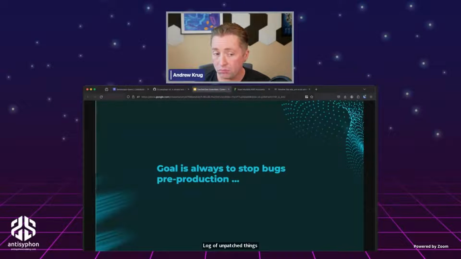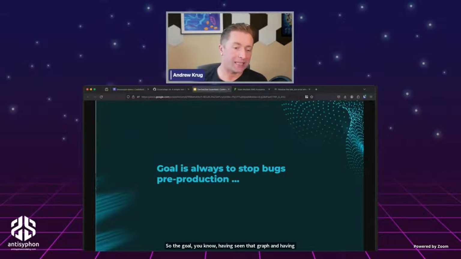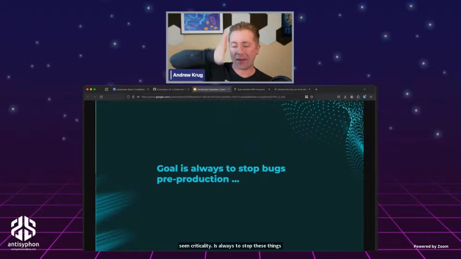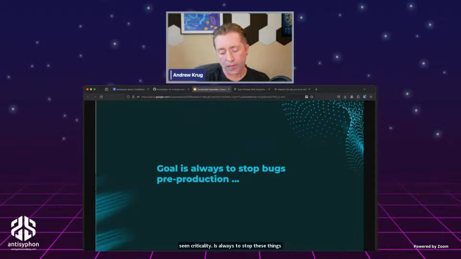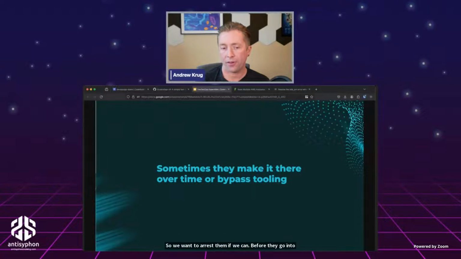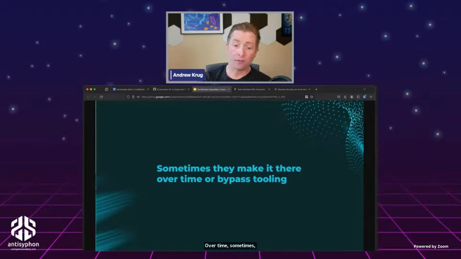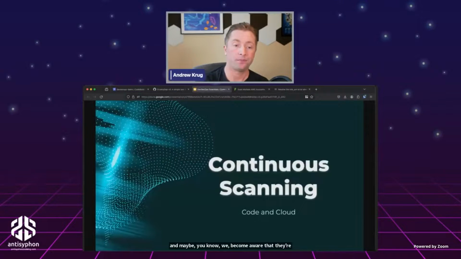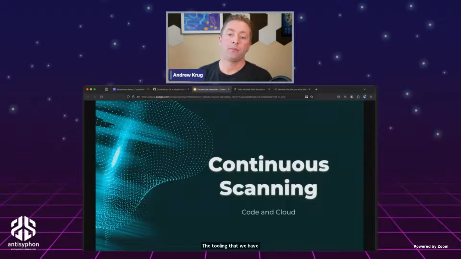Having seen that graph and having seen criticality, the goal is always to stop these things pre-production. We want to arrest them before they go into the environment, but that's not always the case. Sometimes they do make it there over time. Sometimes dependencies age in production and we become aware that they're vulnerable, or they find a way to bypass the tooling that we have. So the next category of thing is continuous scanning, both in code and in cloud.